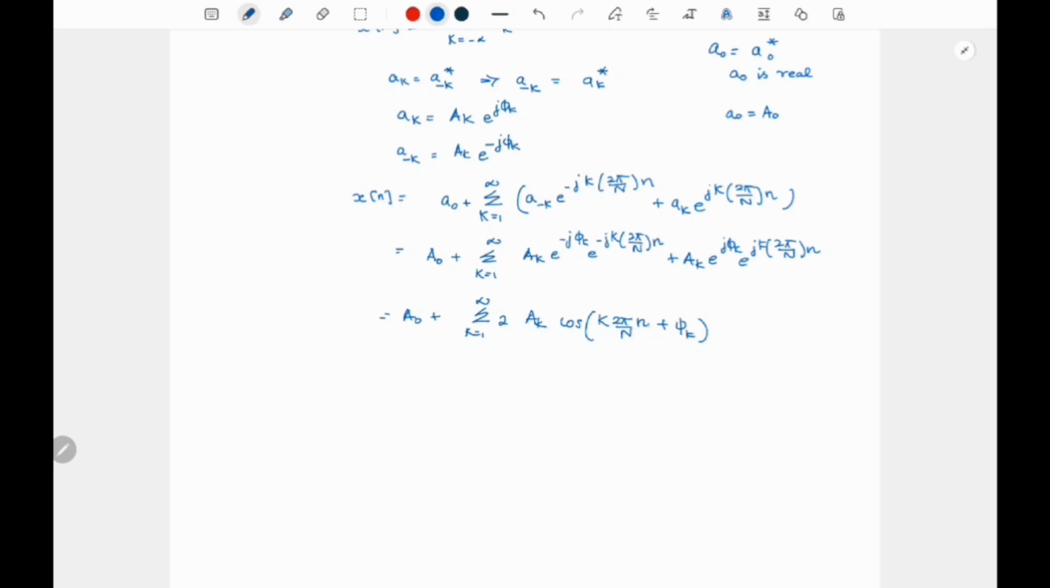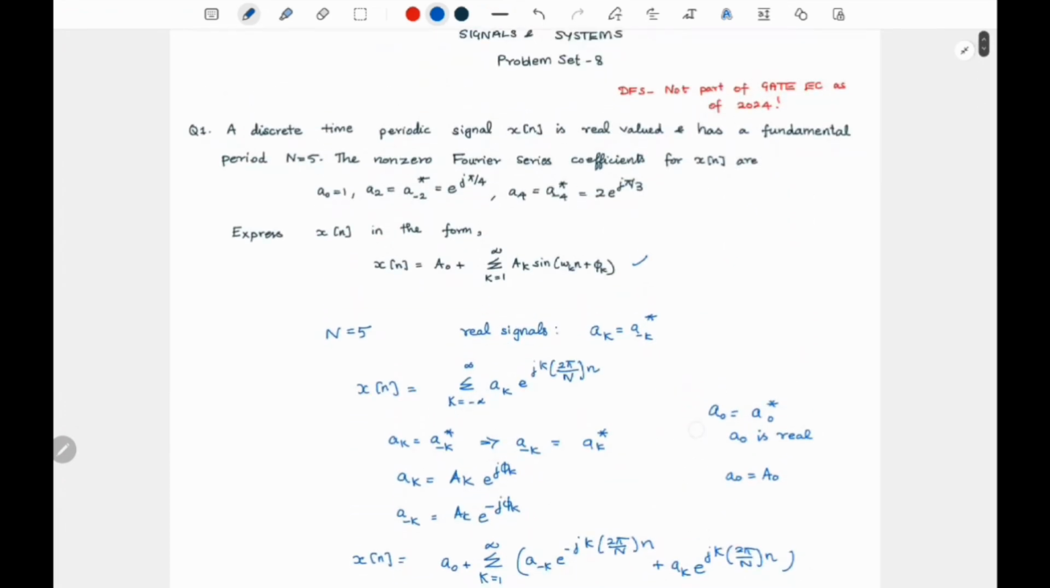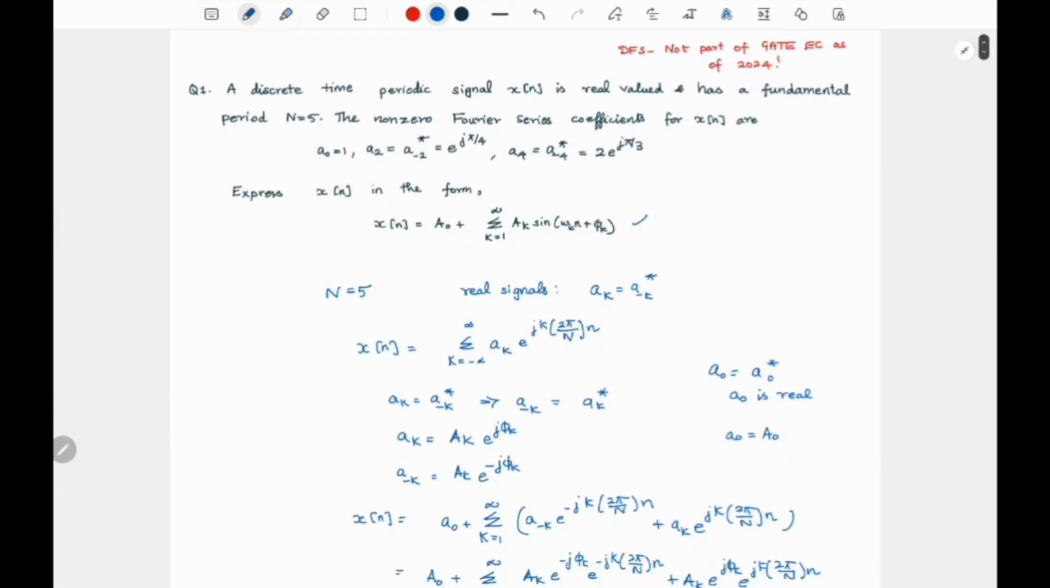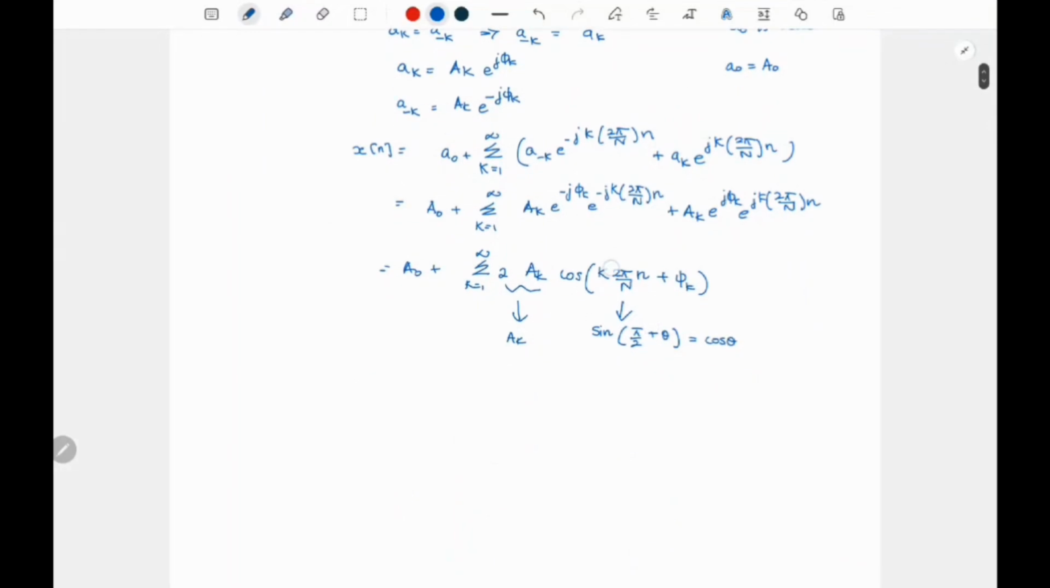So this is in cosine form. If you want to convert into sine form, I can use sin(pi by 2 plus theta) equal to cos theta, so I can use it and write. And these are just constant terms, so I can also replace this with A_k. So this is how you get this expression.